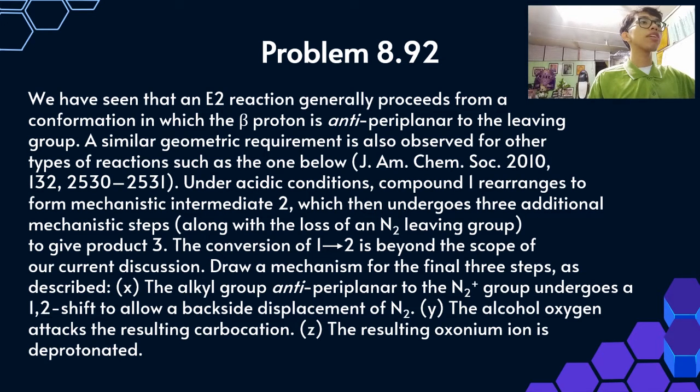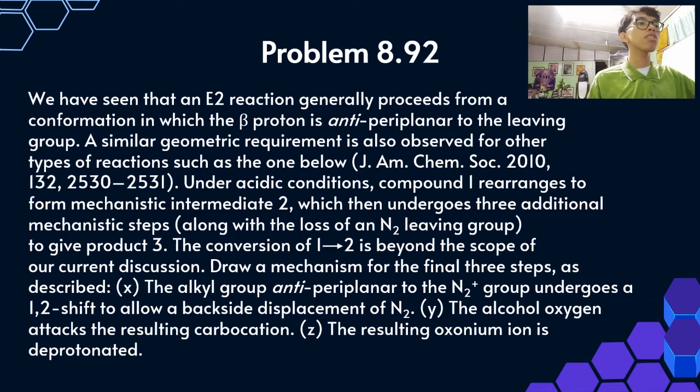Problem 8.92 states, we have seen that an E2 reaction generally proceeds from a conformation in which the beta proton is anti-periplanar to the leaving group. A similar geometric requirement is also observed for other types of reactions such as the one below.